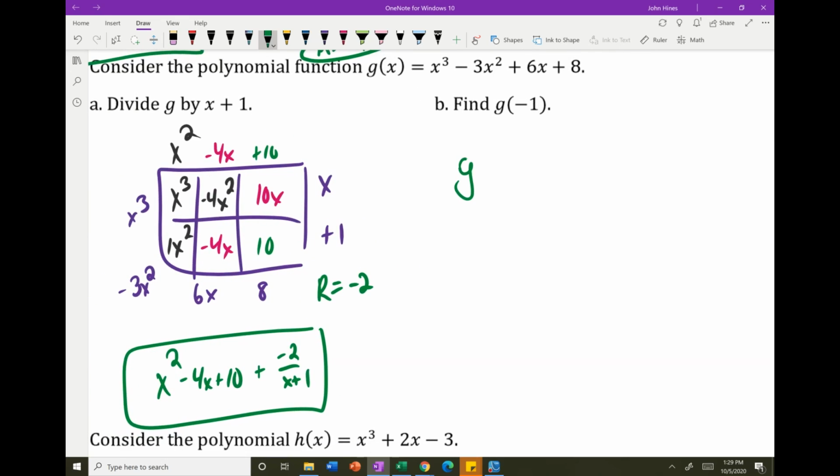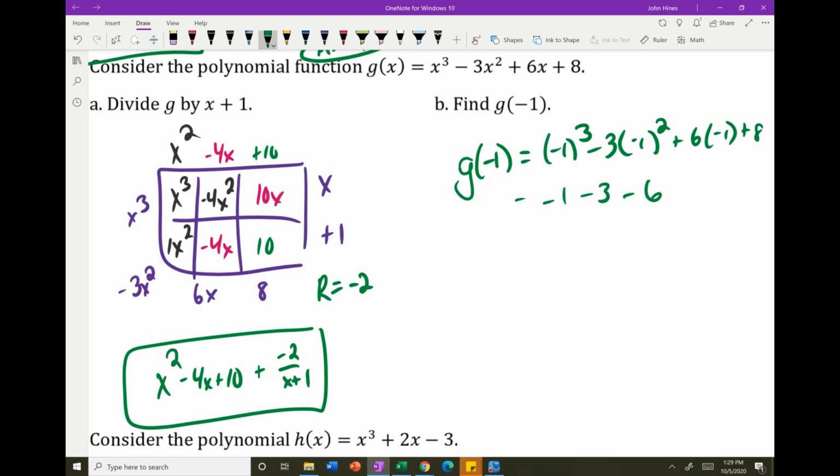Find g of negative 1. So g of negative 1. Negative 1 cubed minus 3 times negative 1 squared plus 6 times negative 1 plus 8. So I get negative 1. Remember, I don't have a calculator, so you could have just done this all on a calculator. Negative 10 plus 8 is negative 2.